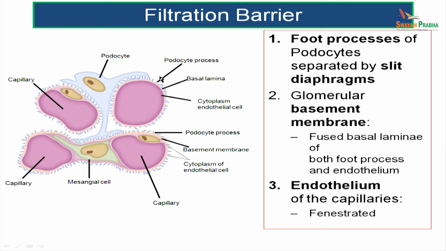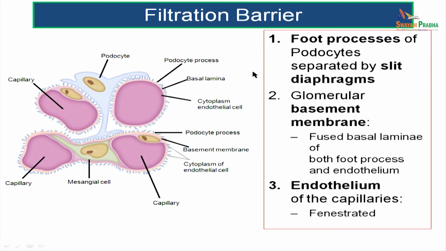We have been talking about a filtration slit, pore. What is the significance of this? There is a barrier which is called as filtration barrier between the foot process of podocyte and the glomerular basement membrane through which filtration occurs. What is this glomerular basement membrane? It is nothing but fused basal lamina of foot process and the basal lamina of the endothelium.